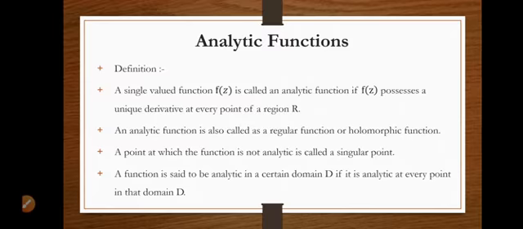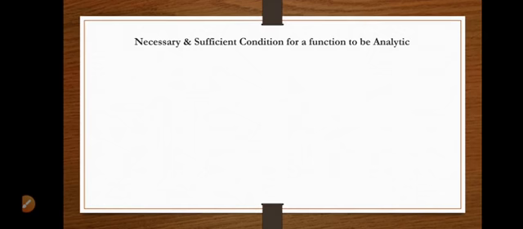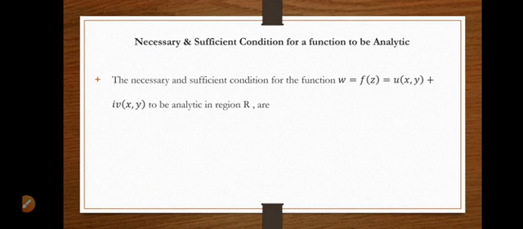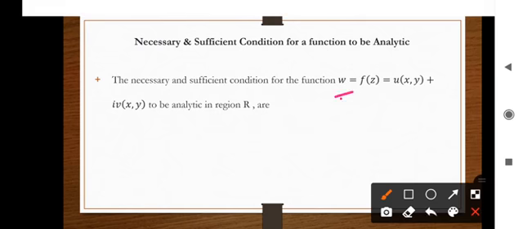Now let us see the necessary and sufficient condition for a function f of z to be analytic. The necessary and sufficient condition for the function w equal to f of z, which is given by u of x, y plus i v of x, y, to be analytic in the region R. Note that w is a function of z and it is nothing but a function of two real valued functions u and v. These two real valued functions are functions of real variables x and y.